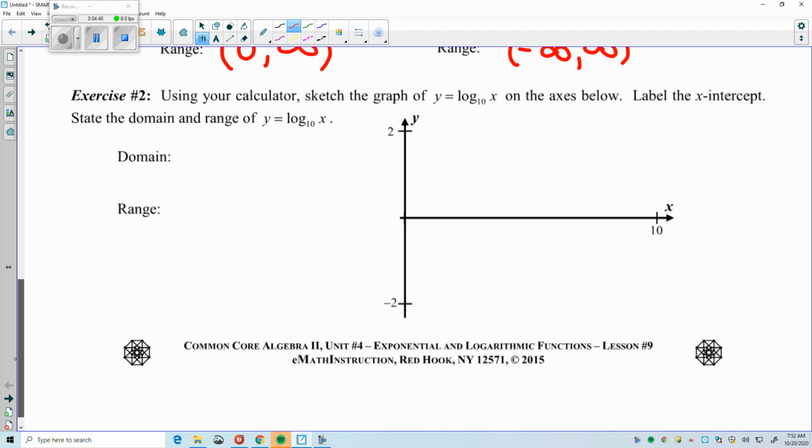Okay, our next one we're going to graph, and we're going to use our calculator to do this. We are going to graph the function log base 10 of x. Remember, that's our common log. And it says we want to label the x-intercept, and then again, we're going to state our domain and range.